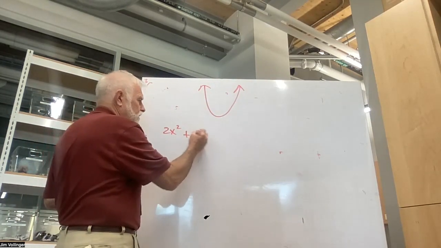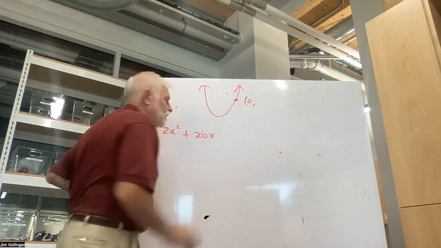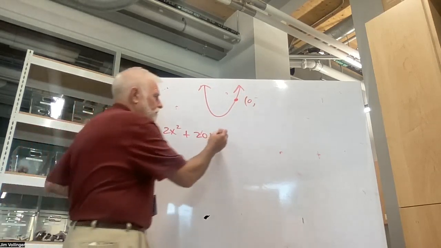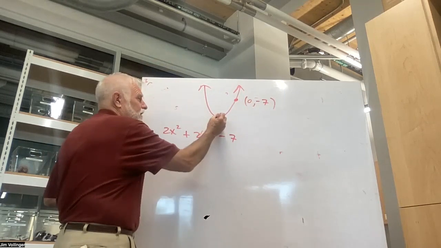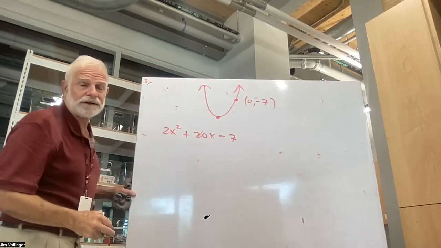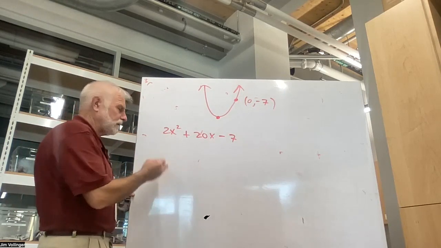Plus 20x. I know what that tells me. My y-intercept is on this side, but you don't know y yet. Minus 7, but I also know that that's that. Looks like the only thing I'm missing is the vertex. How do we get that? You're pausing the video and thinking.